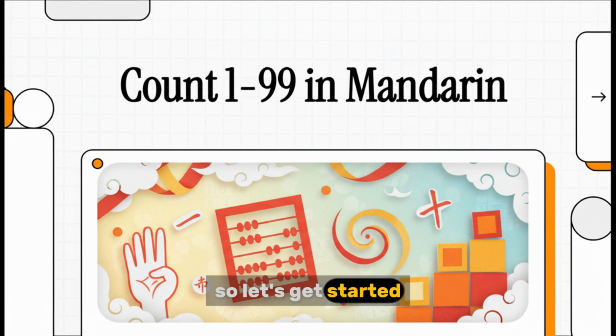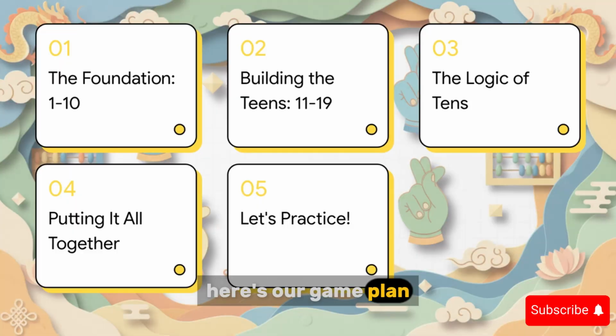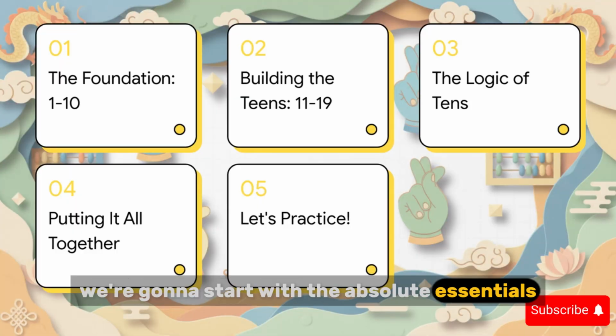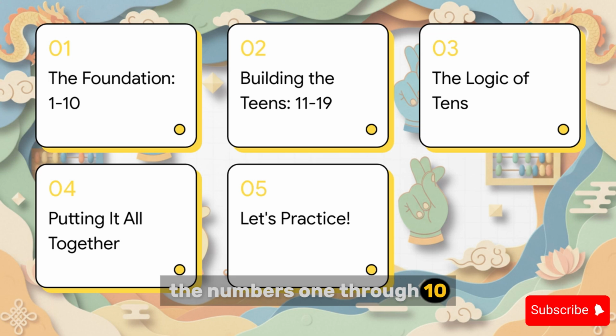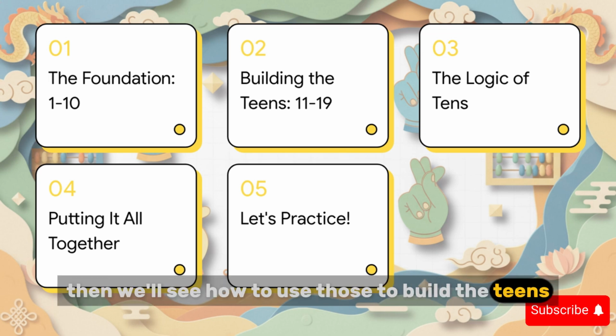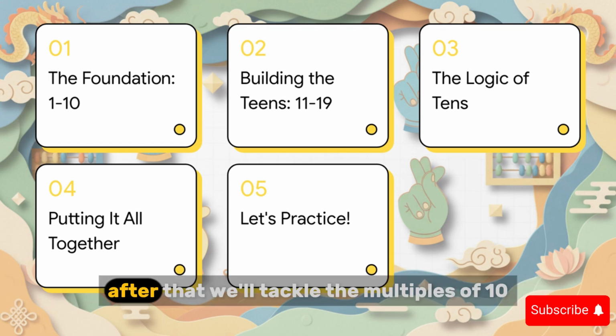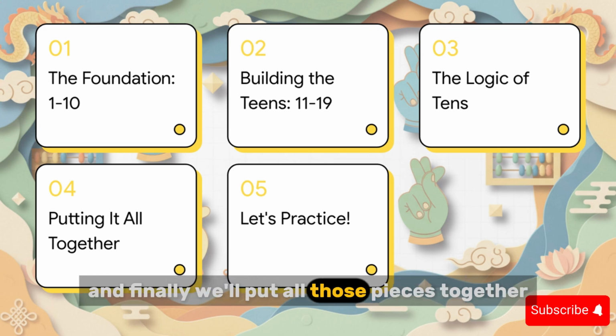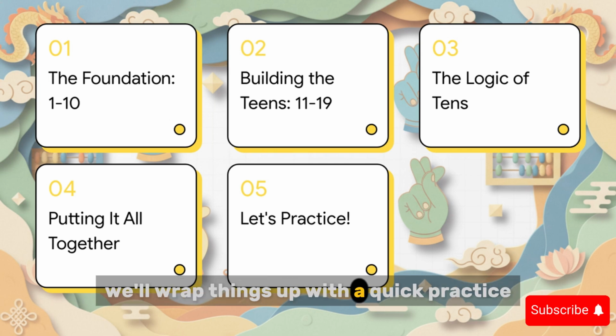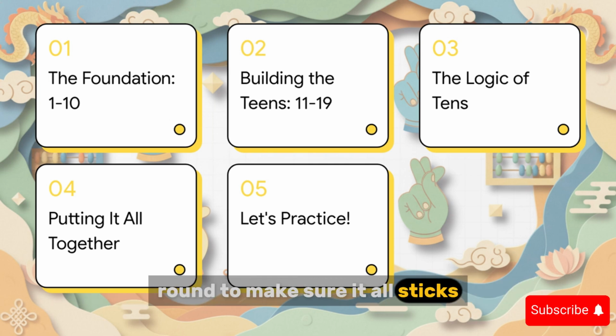So, let's get started. Here's our game plan. We're going to start with the absolute essentials, the numbers 1 through 10. Then, we'll see how to use those to build the teens, 11 to 19. After that, we'll tackle the multiples of 10, and finally, we'll put all those pieces together. We'll wrap things up with a quick practice round to make sure it all sticks.